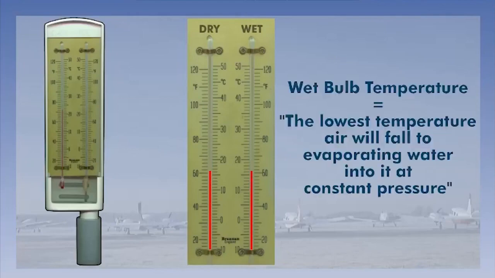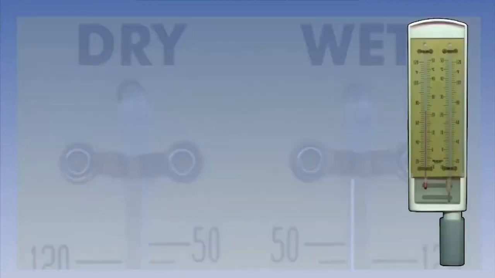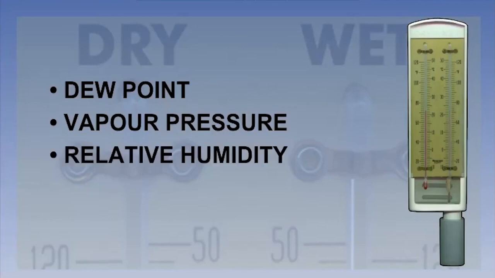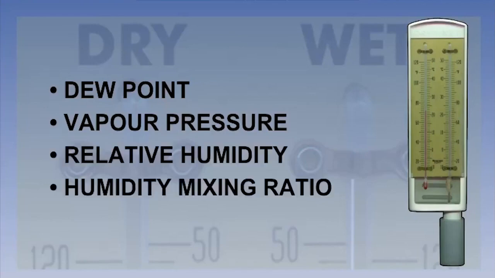The wet bulb temperature is defined as the lowest temperature air will fall to by evaporating water into it at constant pressure. The difference between the dry bulb and the wet bulb decides how moist or humid the air is. The closer they are, the more humid the air is, and vice versa. From these two readings, many values can be calculated, including the dew point, vapour pressure, relative humidity, and humidity mixing ratio. We shall now look at this in a bit more detail.